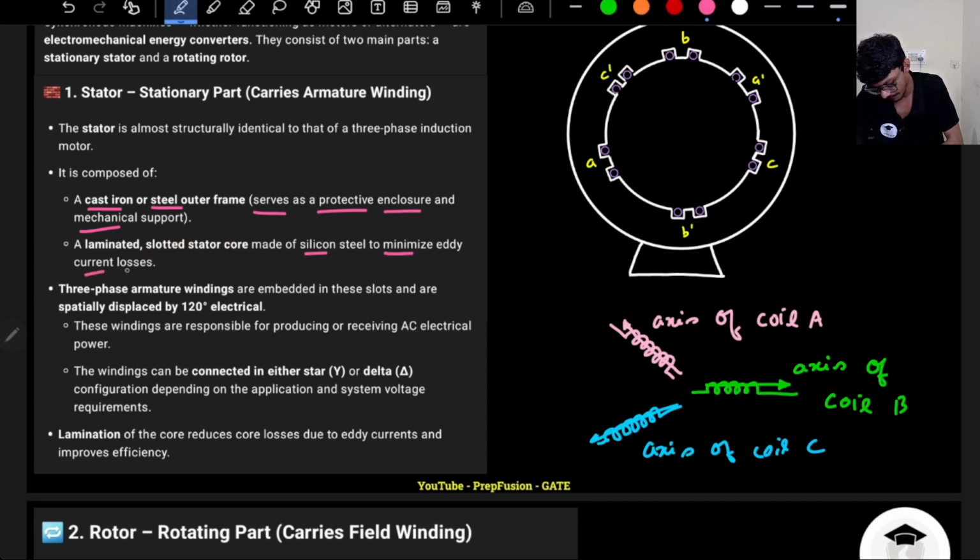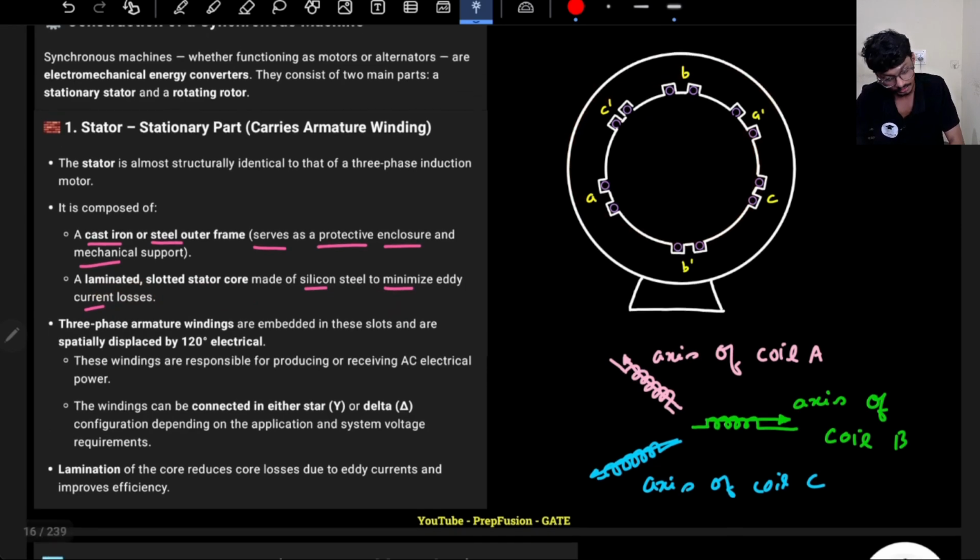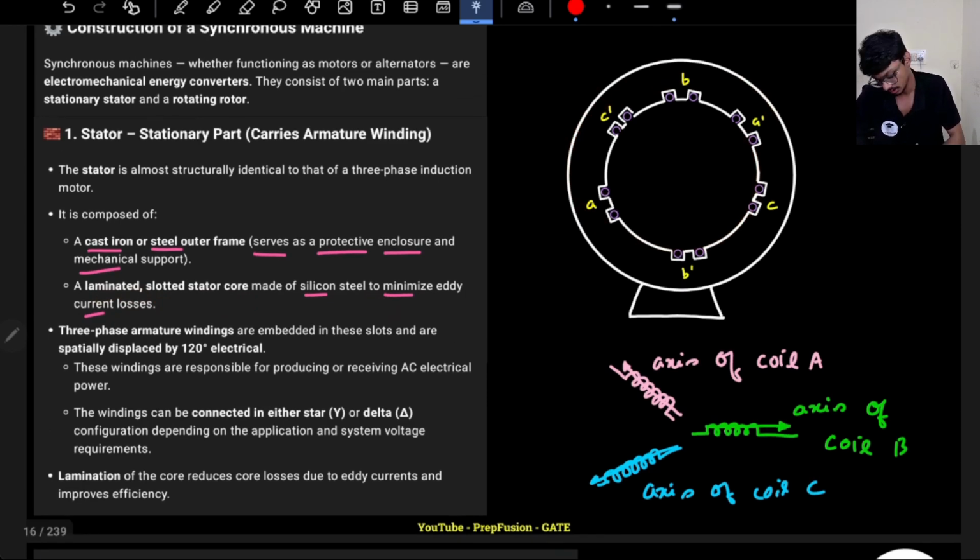A laminated slotted stator core made of silicon steel, so it needs to be laminated, right? It needs to be laminated for reduction of the eddy current losses. Three-phase armature windings are embedded in these slots and are spatially distributed by 120 degrees electrical. So again, the A winding will be here, then the B winding will be spatially distributed by 120 degrees, and again the C winding by 120 degrees. If you see the angle difference here, it is 120, 120, 120 between phase A, phase B, and phase C.